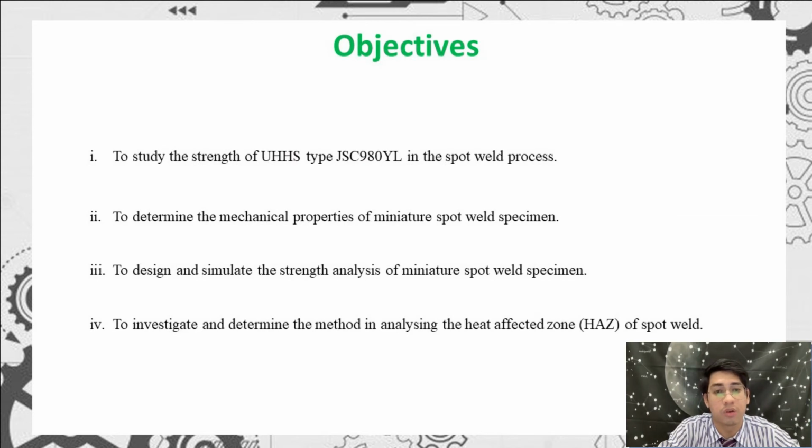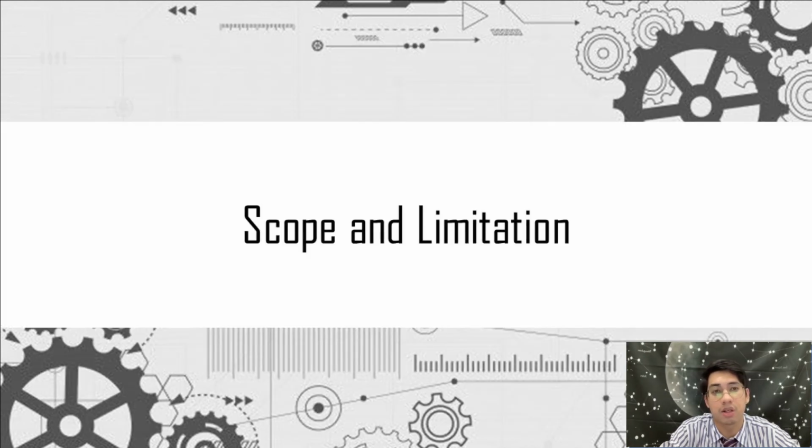Okay, the objectives of the project are to study the strength of UHSS in the spot weld process, to determine the mechanical properties of spot weld specimens, to design and simulate the strength analysis of miniature spot weld specimens, and to investigate and determine the method in analyzing the heat affected zone of spot weld. Next, we go to the scope and limitation of our project.